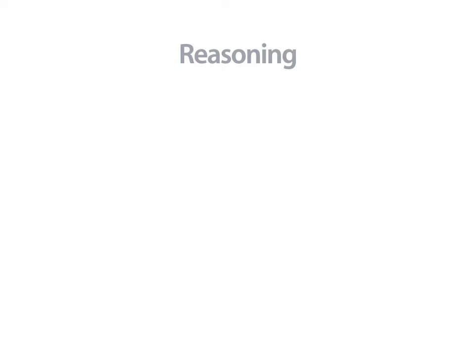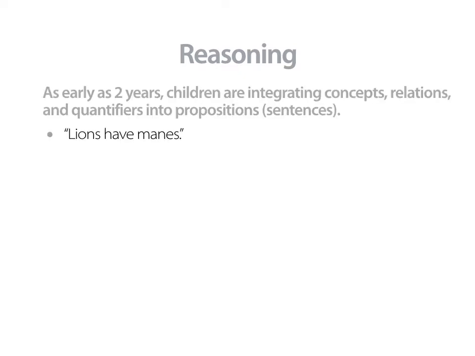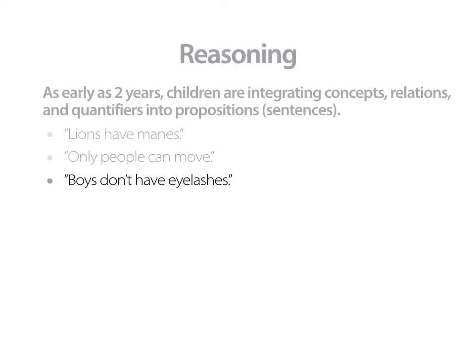So what we've seen is that early on, one of the first elements of reasoning to emerge are concepts. And children are already beginning to combine concepts with the other elements of reasoning in the first 2 years of life. So as early as 2 years, children are integrating concepts, relations, and quantifiers into propositions. And you'll hear them say things like lions have manes, or only people can move, or boys don't have eyelashes. Now, some of these propositions might be wrong, all right, but children are forming them.